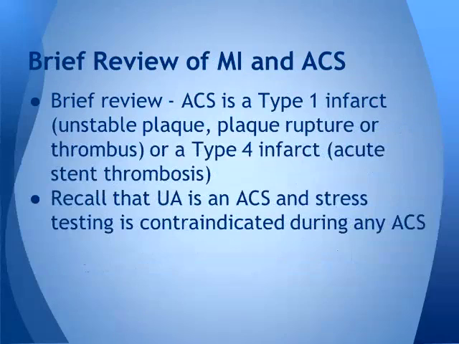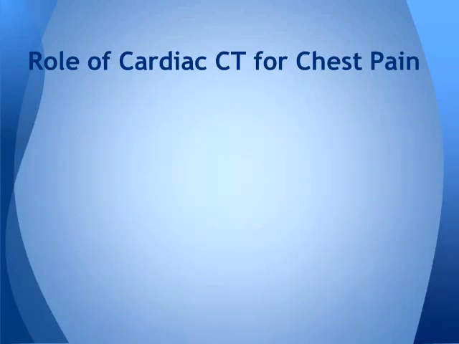So let's briefly review MI and acute coronary syndrome just so we're all on the same page. An acute coronary syndrome is a type 1 infarct, an unstable plaque with plaque rupture and thrombus formation, or a type 4 infarct, which is acute stent thrombosis. So recall that unstable angina is a type of acute coronary syndrome, and stress testing is contraindicated during any ongoing acute coronary syndrome. So if you're calling your patient unstable angina, they're not a candidate for stress testing. I'm missing a slide in here, but all right.